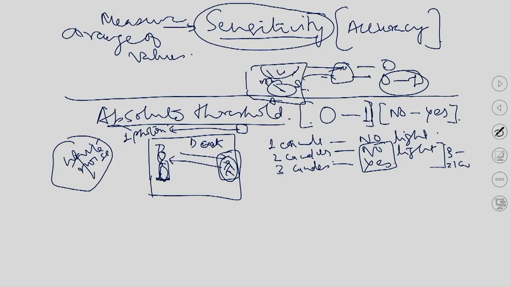So for now, our interest is what is called the absolute threshold. The absolute threshold is the point at which human beings, or any system, start telling from no to yes, from no presence of the stimulus to presence of the stimulus. Now, how do I measure this absolute threshold?